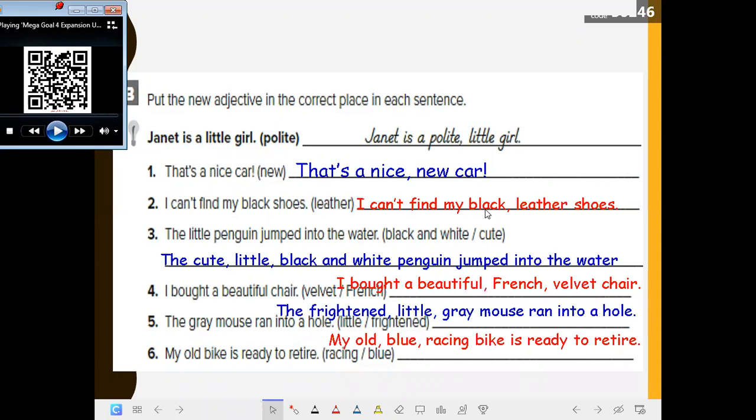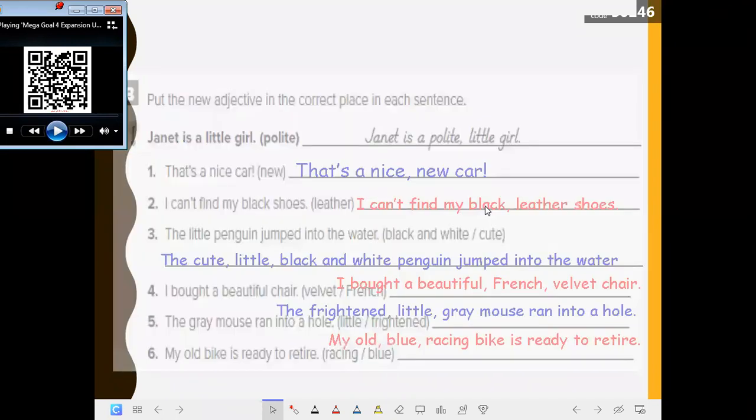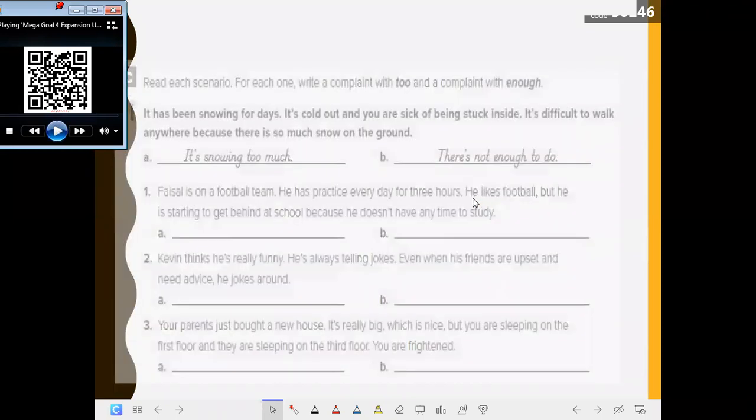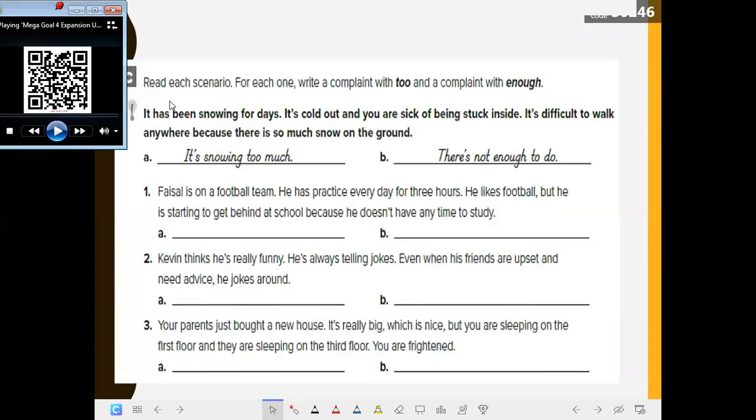Now let's go to exercise C on the same page. In this exercise, I want you to read each scenario. For each one, write a complaint with too and a complaint with enough. And I told you before how to use too and enough with adjectives or nouns. So I gave you this exercise as homework, and I want to show you the answers now.